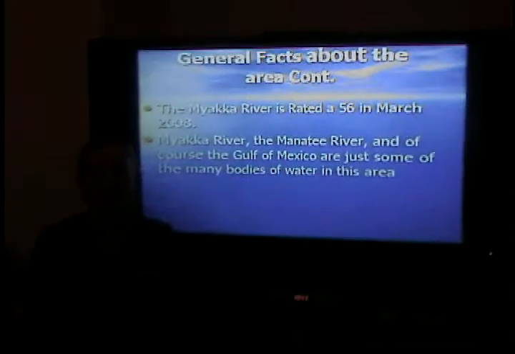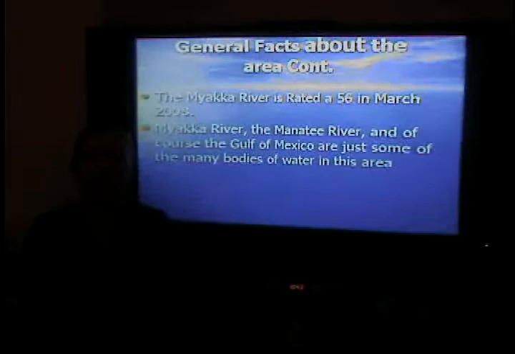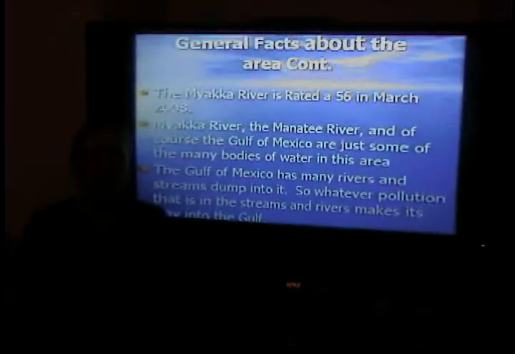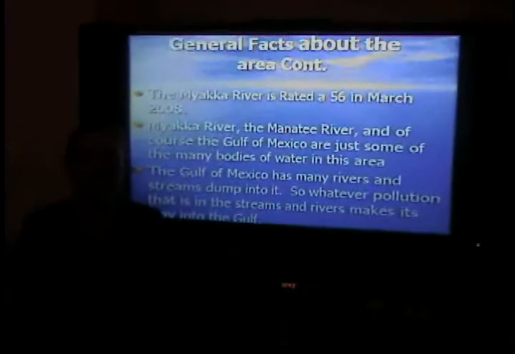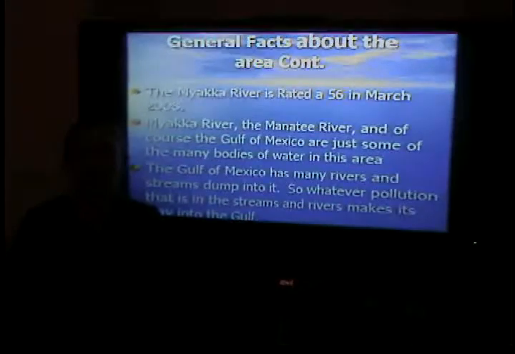Myakka River, Manatee River, and the Gulf of Mexico are just some of the bodies of water in this area. The Gulf of Mexico has many rivers and streams dumped into it, so whatever pollution is in the streams and rivers makes its way into the Gulf.